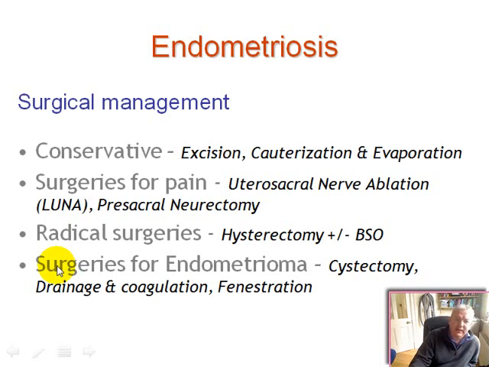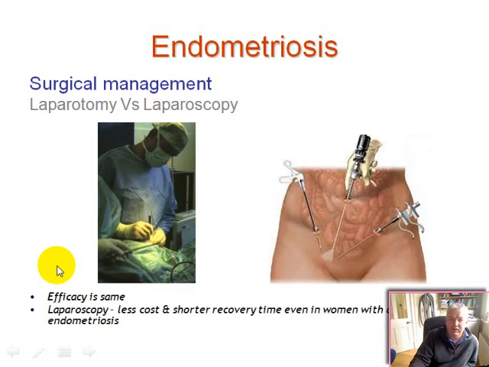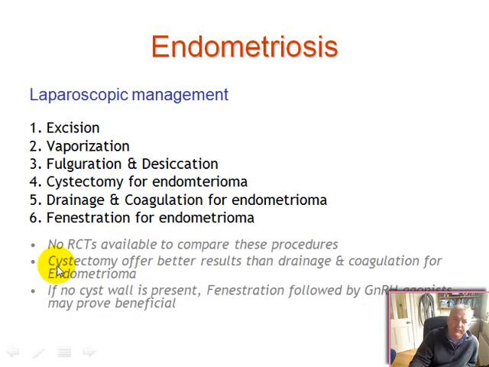So surgical management, well, it's conservative, where we excise or cauterize and burn away the lesions, or where we perform uterosacral nerve ablations, where again the evidence is fairly poor. Hysterectomy with or without the removal of the ovaries may be an option, and focused surgery on the ovaries may also need to be employed, depending on what outcome is needed. We know that laparoscopy is probably superior to laparotomy for most gynecological procedures, and endometriosis is no different. From a cosmetic point of view, recovery point of view, pain requirement point of view, etc., laparoscopy is the gold standard.